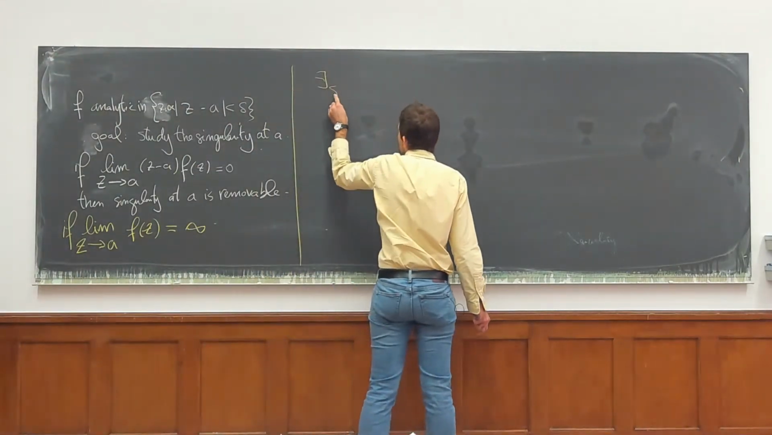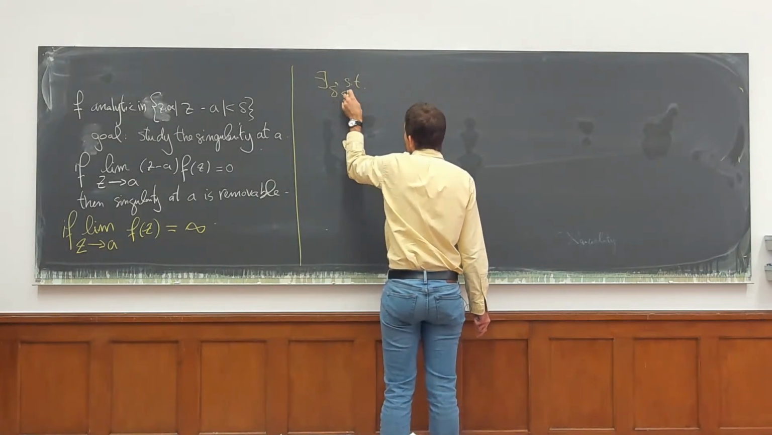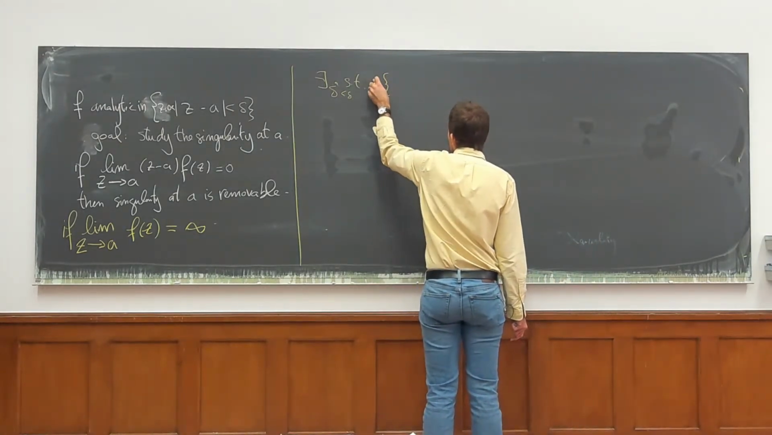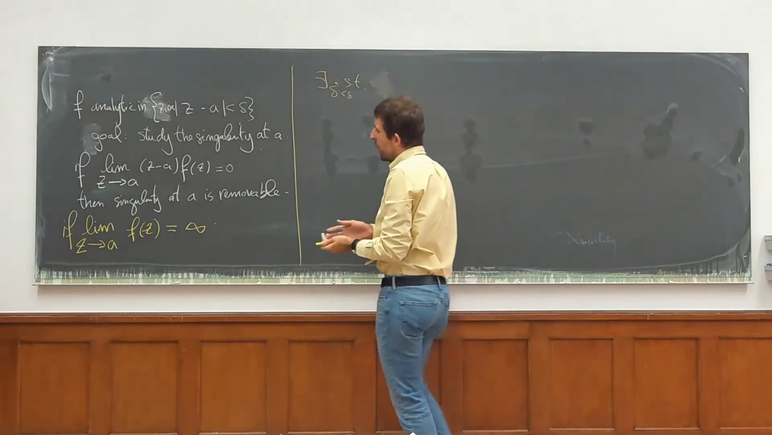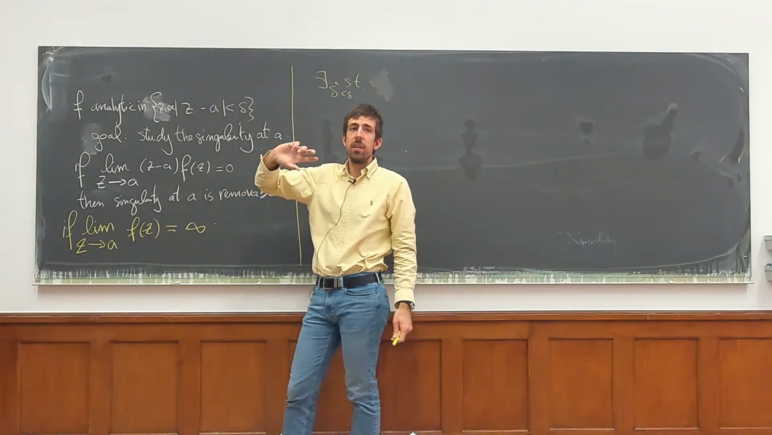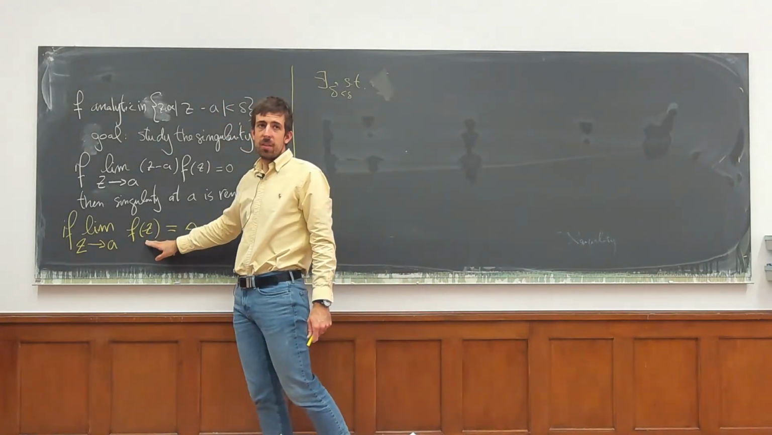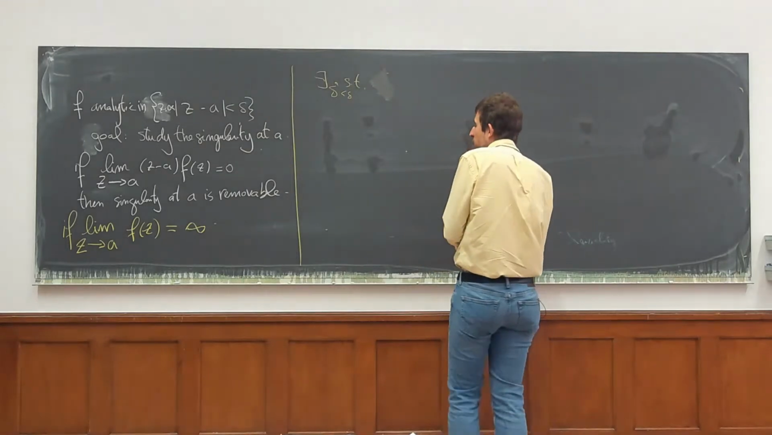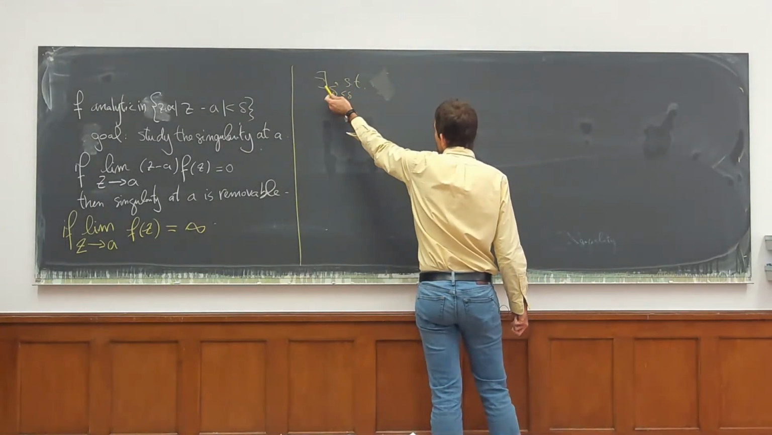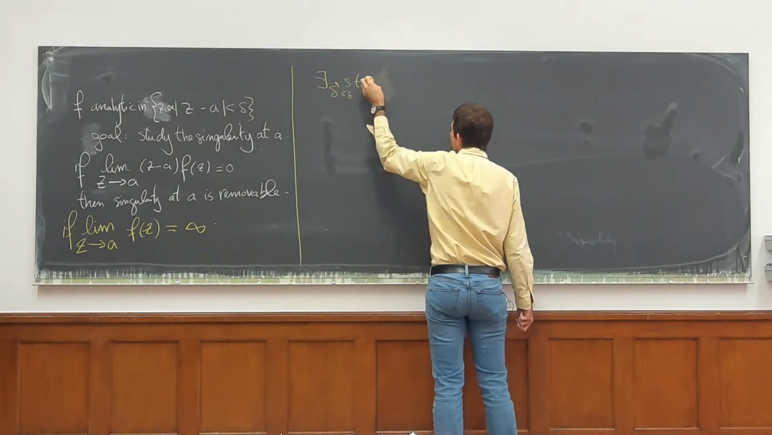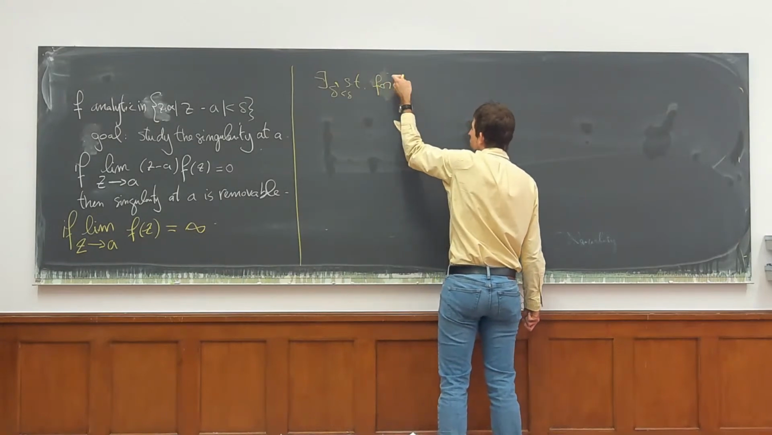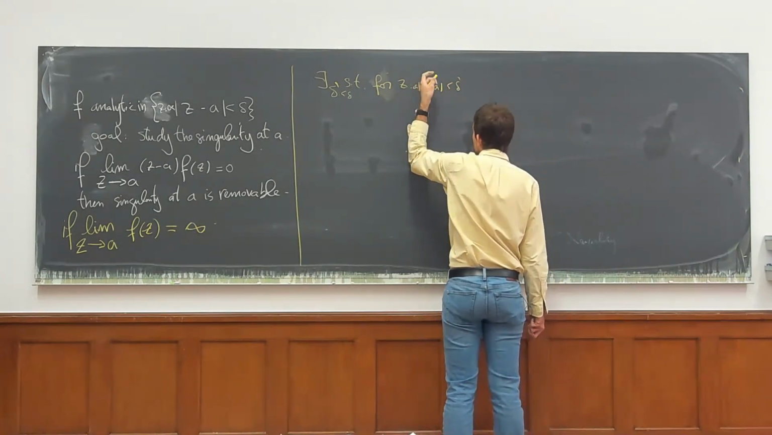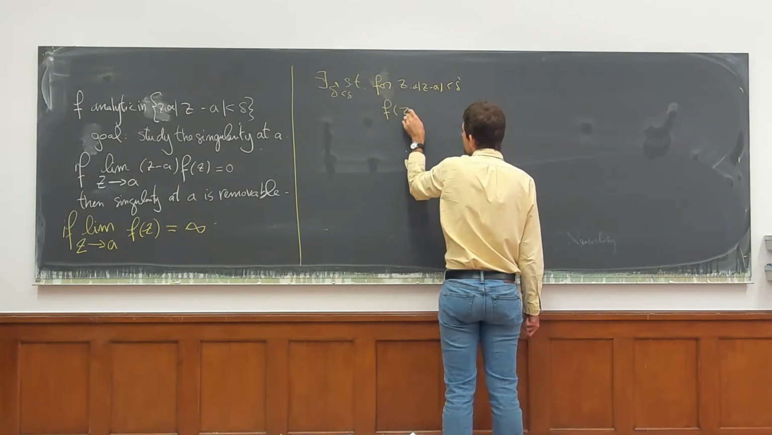But if this is the case, then there must exist delta prime smaller than delta, just because I want to be inside the place I am, such that, since the limit of this goes to infinity, I want to do 1 over this. So I want to make sure that this is not 0. If the limit goes to infinity, then in a neighborhood of the singularity it cannot be 0. Otherwise, the limit wouldn't go to infinity. So let me pick delta prime smaller than delta, such that for z with z minus a smaller than delta prime, and of course bigger than 0, because we can't say anything at a, we have that f of z is not 0.